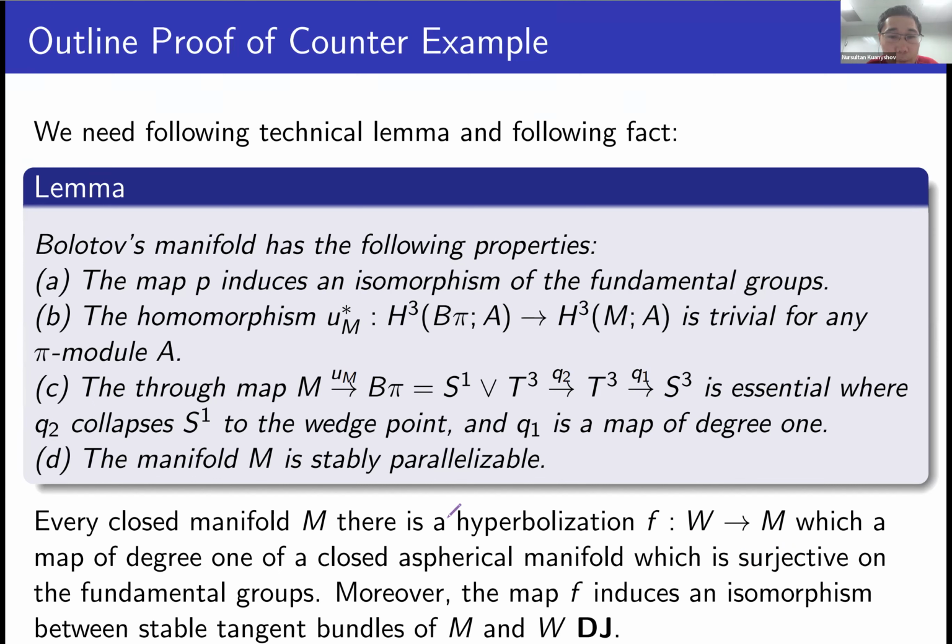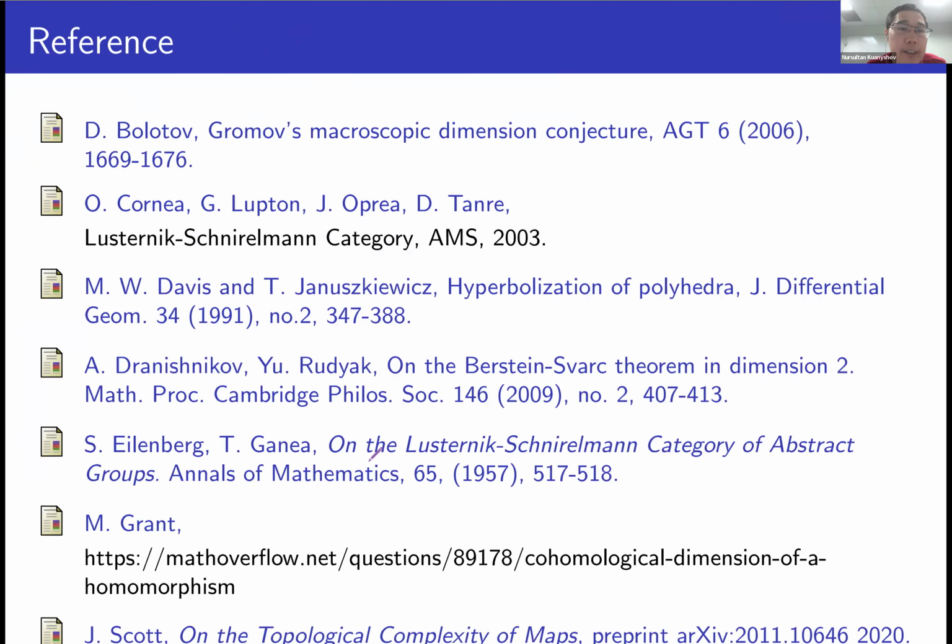Here we needed this fact, namely that for every closed manifold, since both manifolds are closed, there is a hyperbolization, which is a map of degree 1 to a closed spherical manifold, which is surjective on fundamental groups. In addition, we can say that it induces an isomorphism between the stable tangent bundles. It might not be an isomorphism on tangent bundles, but it will be on the stable tangent bundles. Here we give a reference, Davis and Januszkiewicz. And thank you for listening.